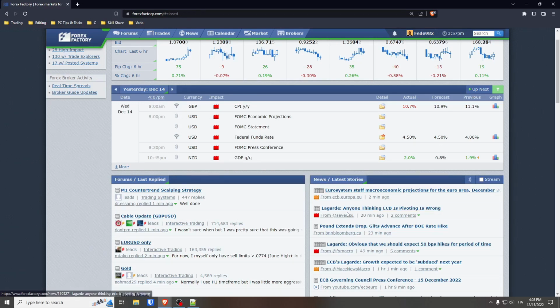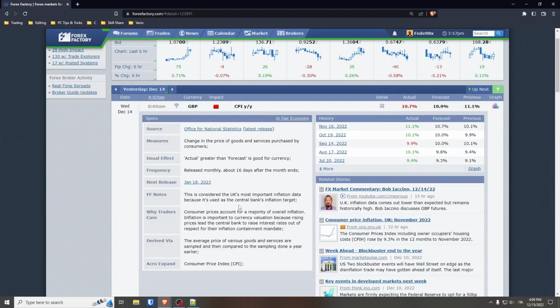Now let's see what are the news that we want to analyze. We got the CPI, that is the Consumer Price Index. What is this actually? It measures the change in the price of goods and services purchased by consumers. This is considered the UK's most important inflation data because it's used as the central bank's inflation target. Consumer prices account for a majority of overall inflation.